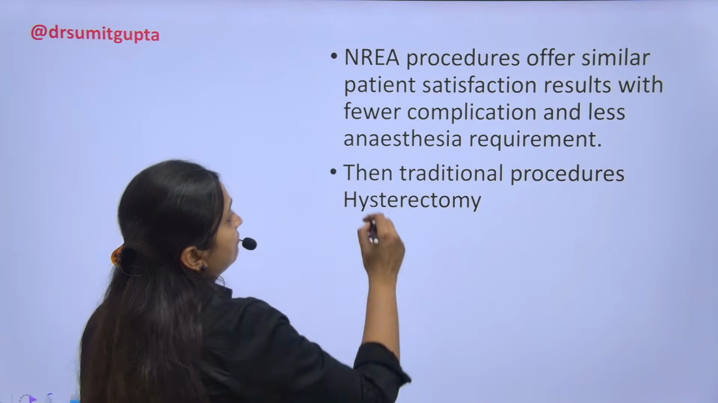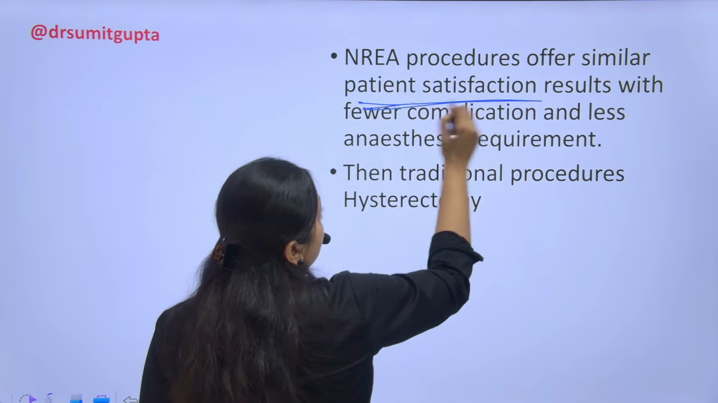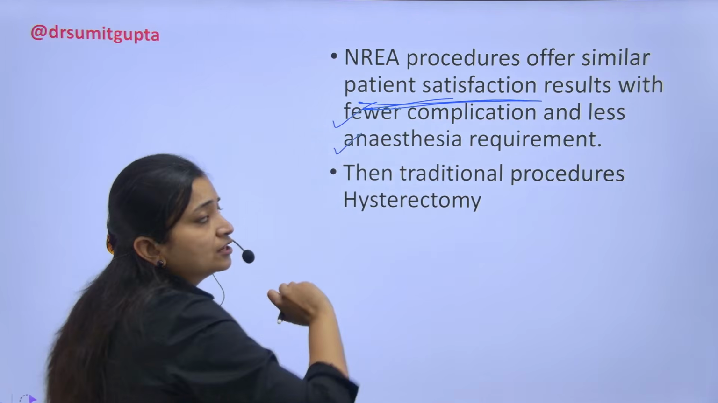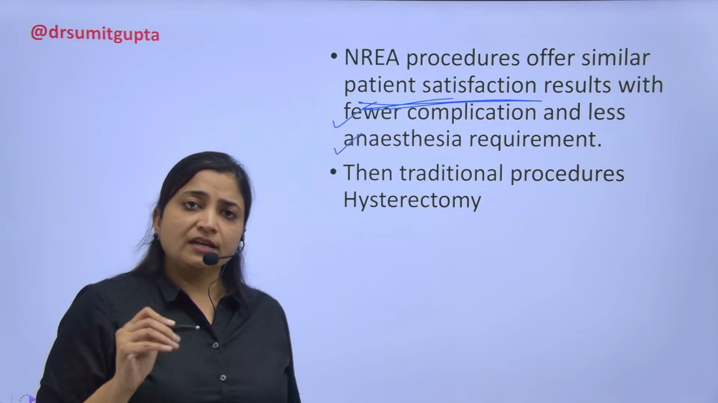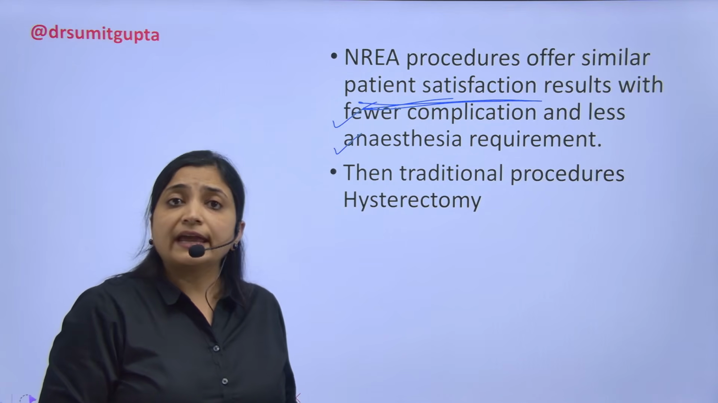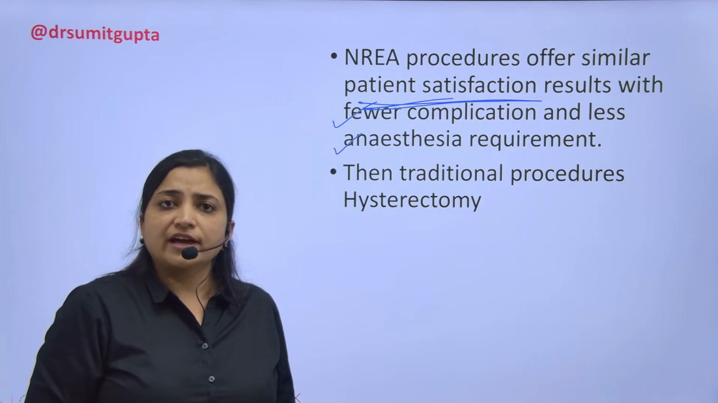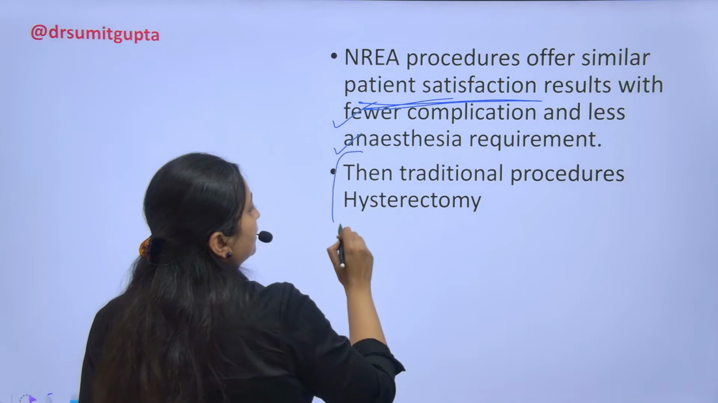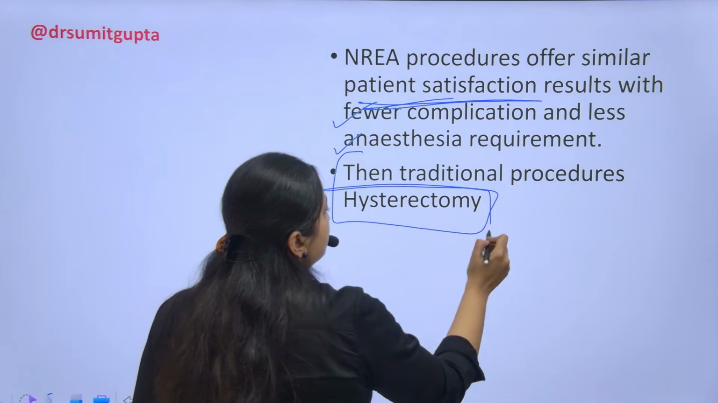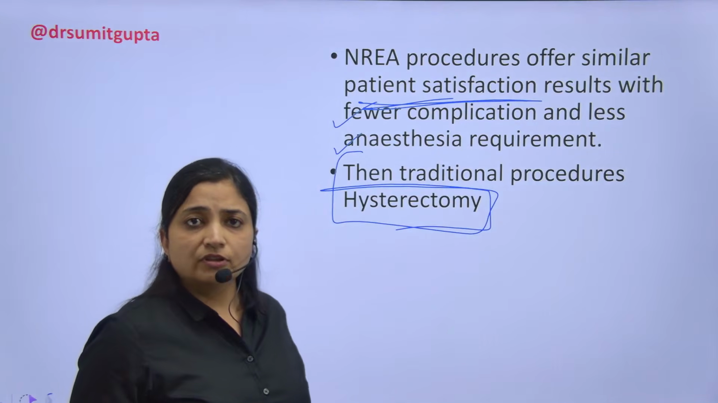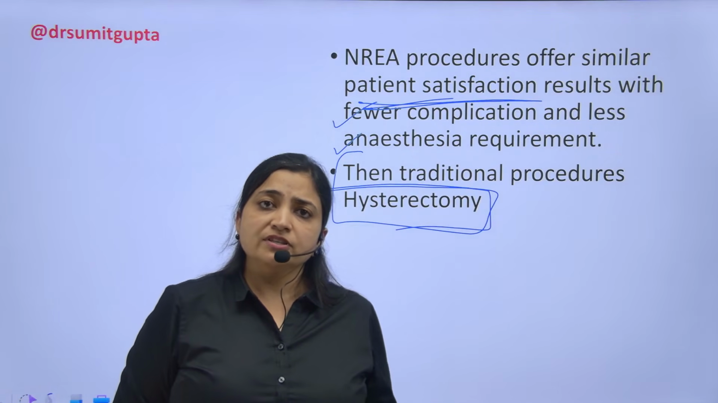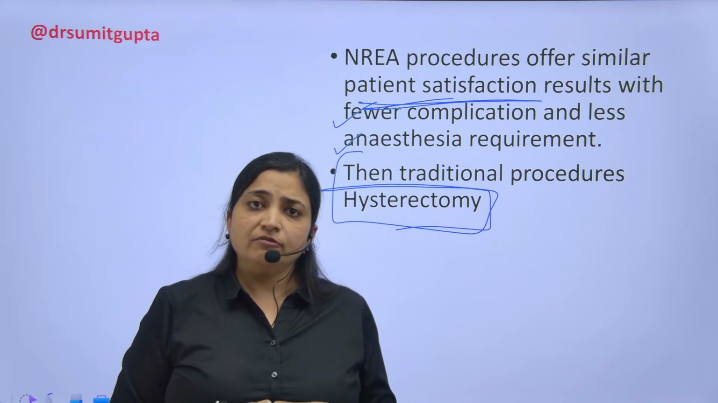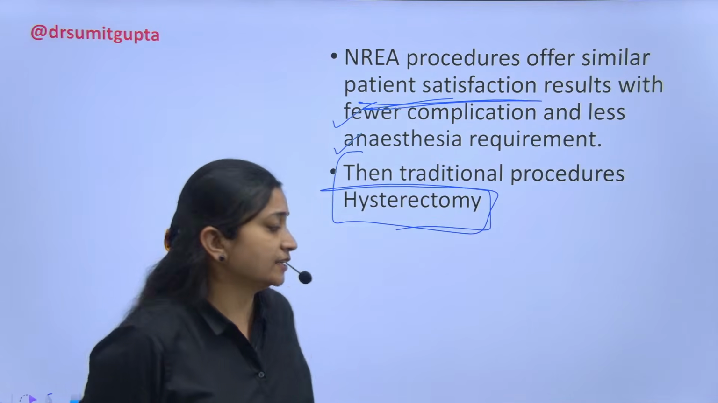These procedures have very good patient satisfaction results with fewer complications and anesthesia requirement. So definitely before hysterectomy, in cases where we know that they are good candidates for ablation, always try ablative procedures. But finally, if nothing is working, then hysterectomy is the answer. Just remove the uterus and get rid of the bleeding. And how many types of hysterectomy, how to do, when not to do, I have described in great detail in each type of hysterectomy lecture.